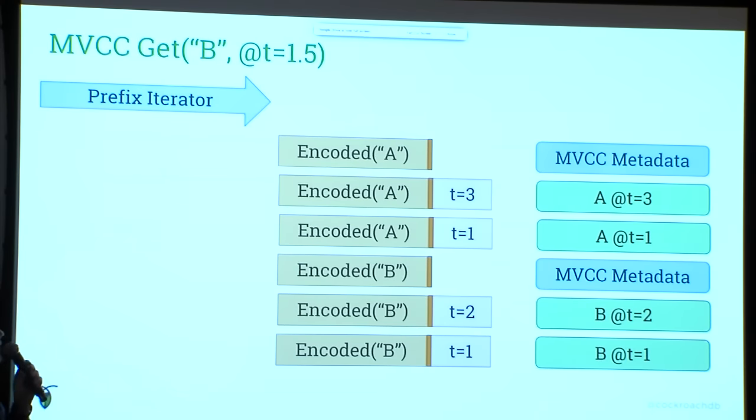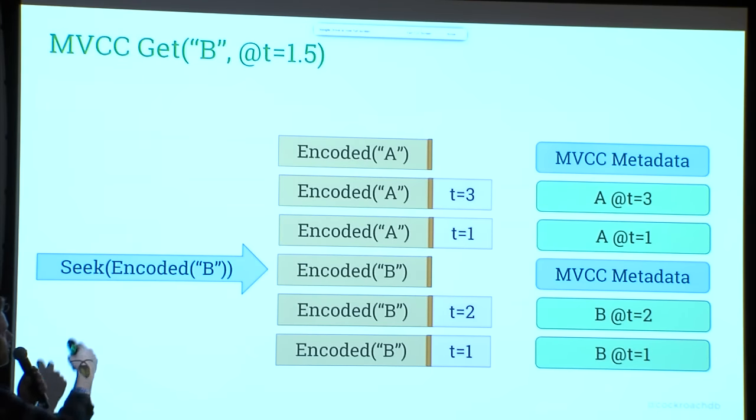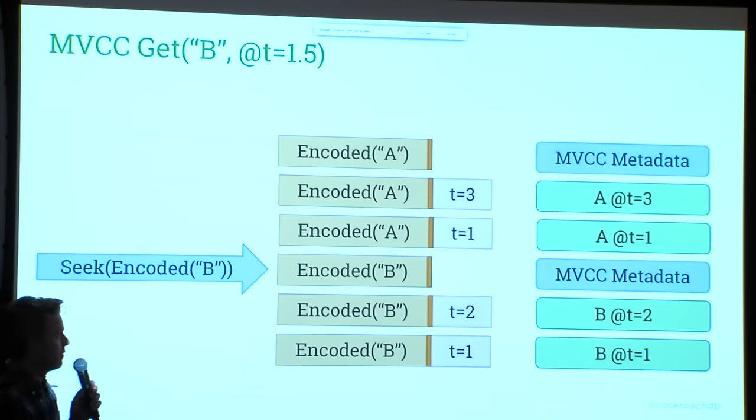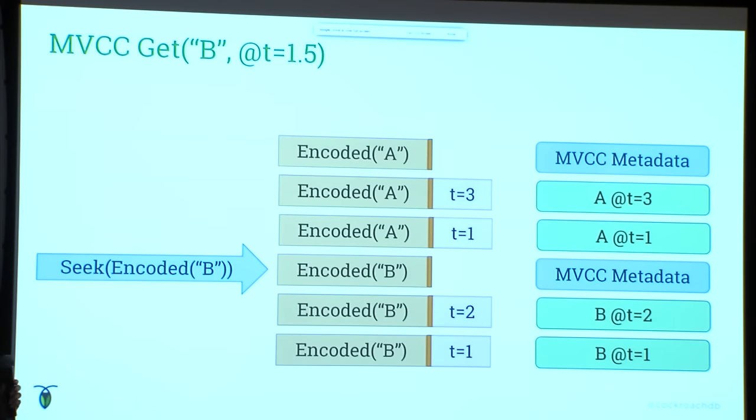So if we actually want to find B at timestamp 1.5, what we do first is we search for B to take a look at its MVCC metadata. So that takes us down to this level. And then we may look in there and find that there's some transactional issues that might be ongoing. There's a couple different reasons we do it. But then the next thing that we're going to do, and this actually, of course, is using the bloom filters.